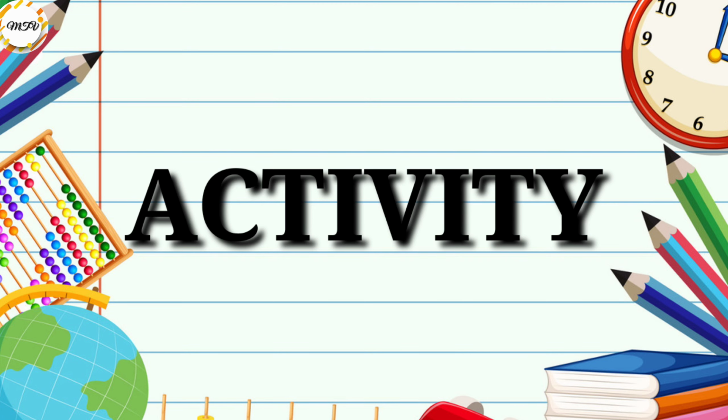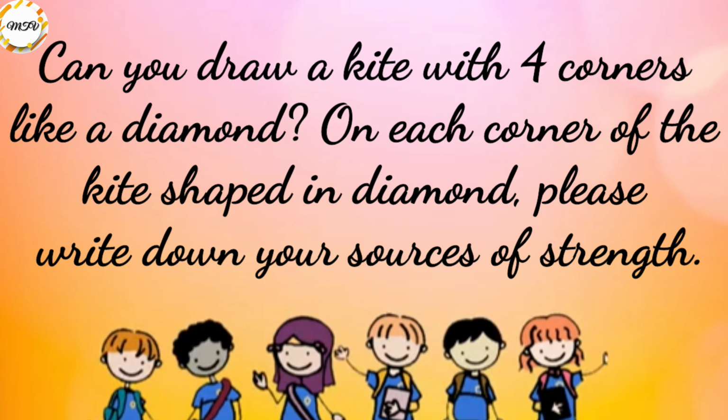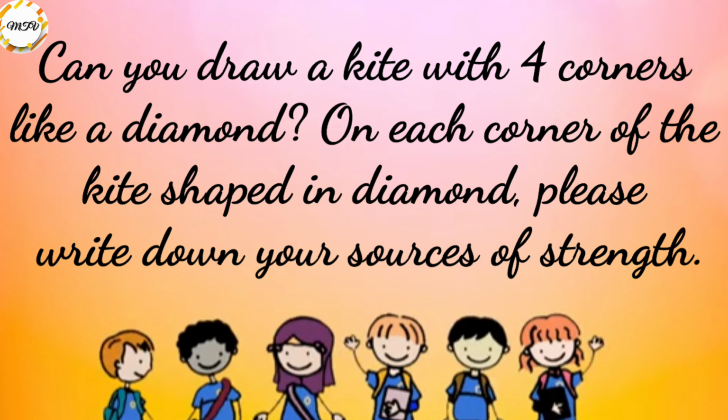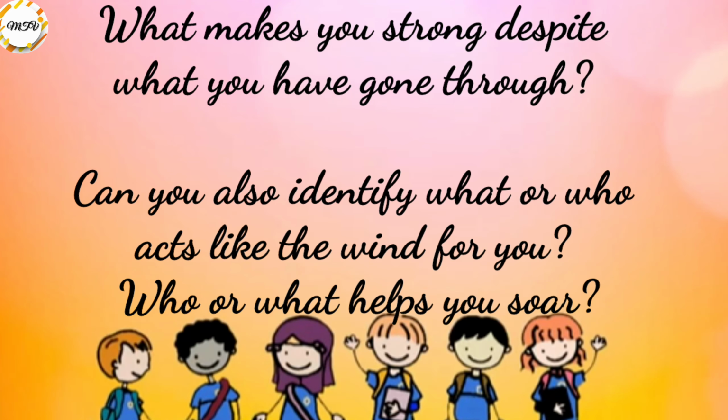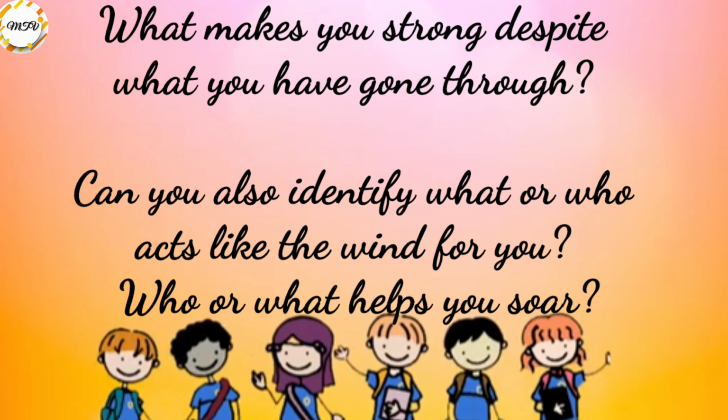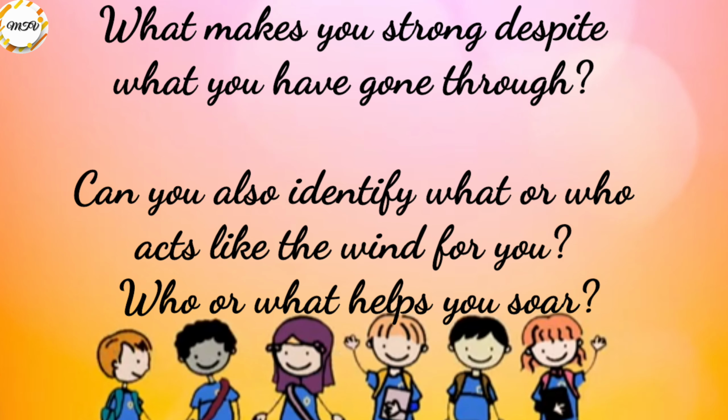Activity. Can you draw a kite with 4 corners like a diamond? On each corner of the kite shaped in diamond, please write down your sources of strength. What makes you strong despite what you have gone through? Can you also identify what or who acts like the wind for you? Who or what helps you soar?